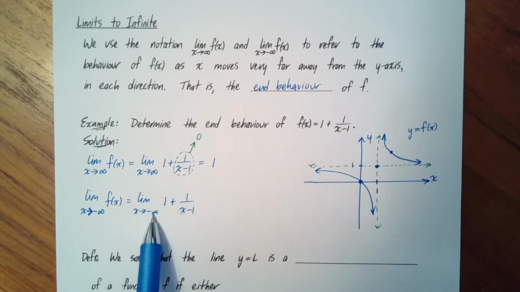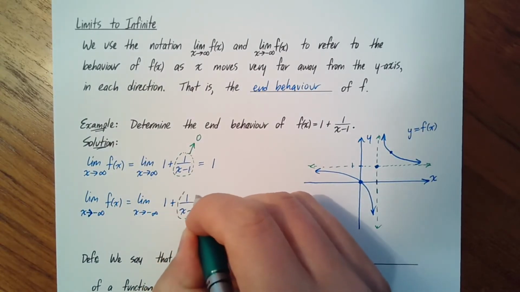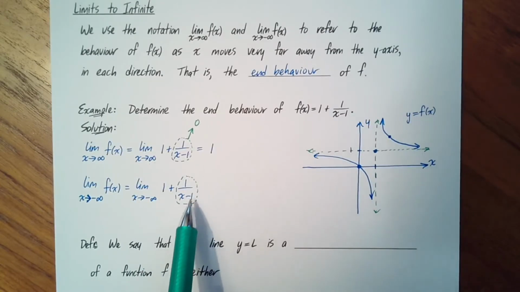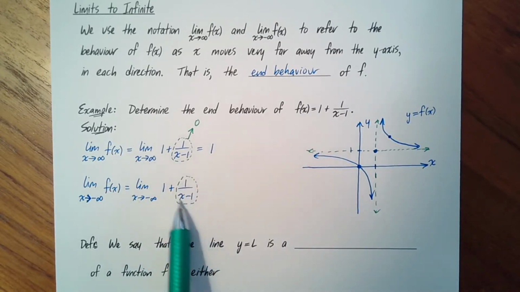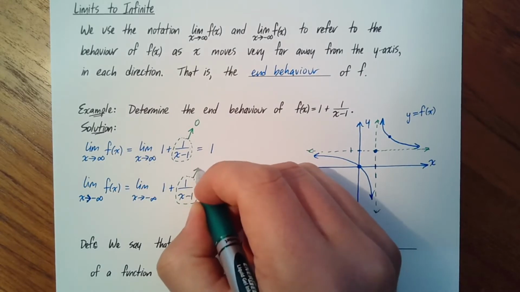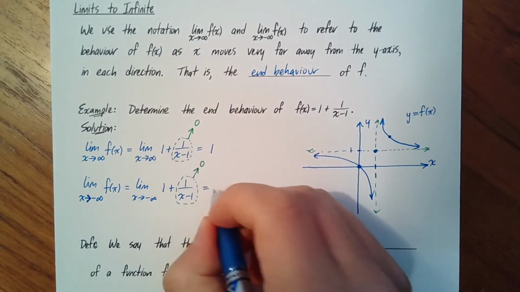But as x explodes in the negative direction, something will be happening with this fraction. What's happening to this fraction? Well, the numerator is always going to be 1. And the denominator, well, if x is exploding in the negative direction, then so is x minus 1. Right? So really what this fraction is going to be is a really, really tiny negative value. But it's still going to approach 0. Right? This is still approaching 0. It's just going to do it through negative values. So what you're going to end up with is 1.